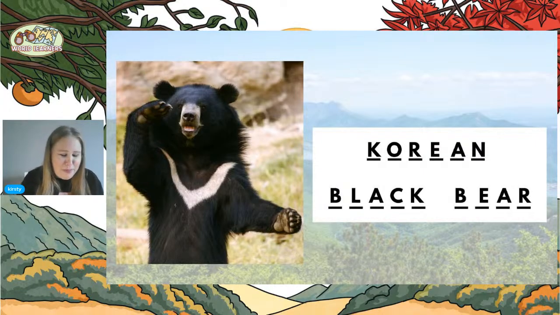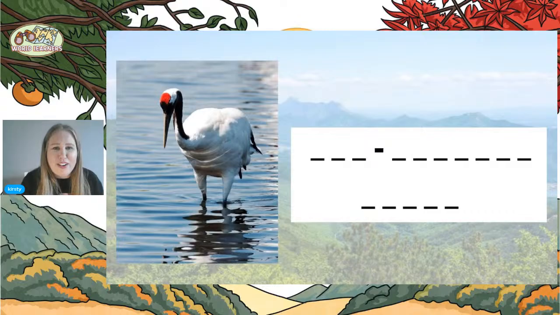The Korean black bear. It's sometimes called the Asiatic. I can't say that word. Asiatic black bear. It's got this distinctive white V on its chest, sometimes more pronounced than others. That's the best picture I could find to show you that. It's really rare, mostly found in protected national parks. Let's have a look at another.